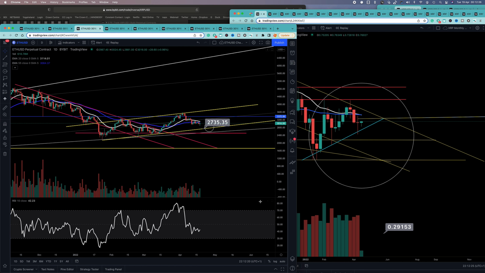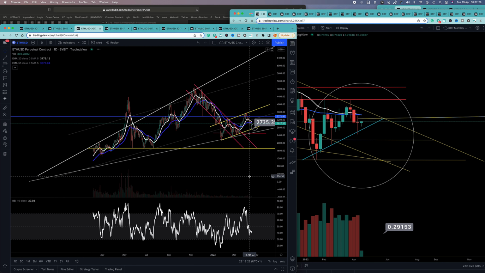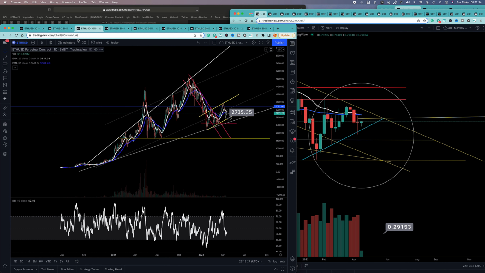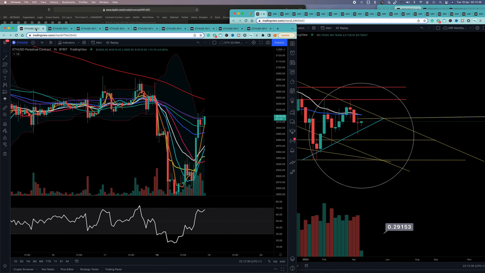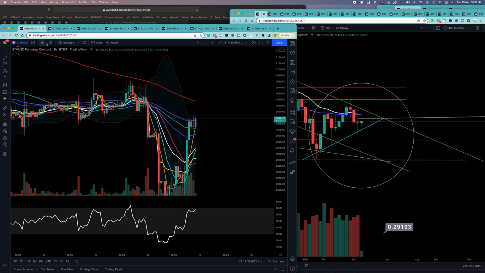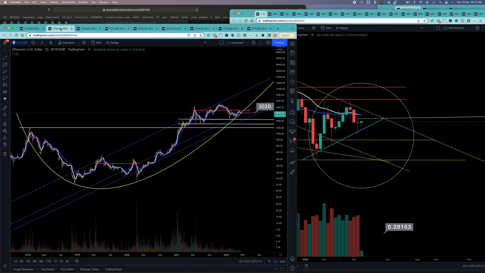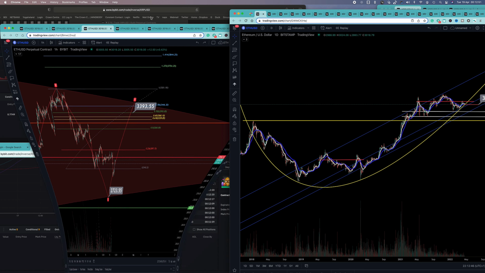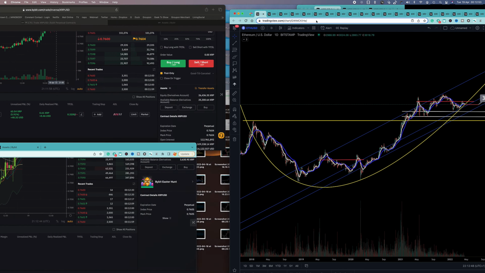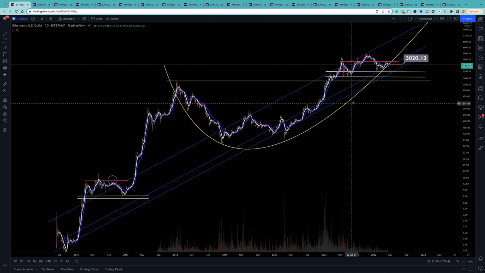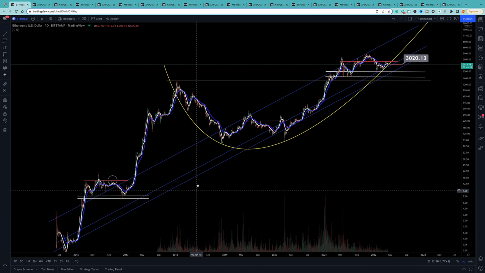Let me just make sure I have the right one. There it is there. Okay, so here's the ETH chart. Now it's a different type of chart, the one I was doing last week.